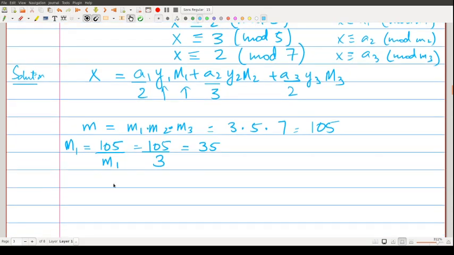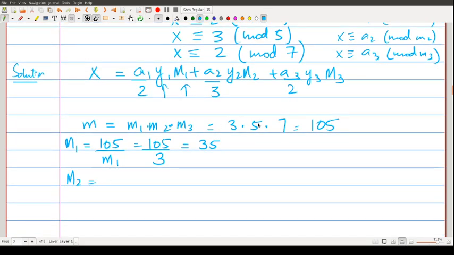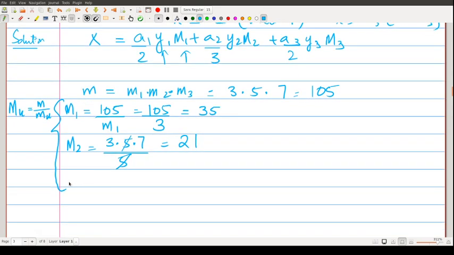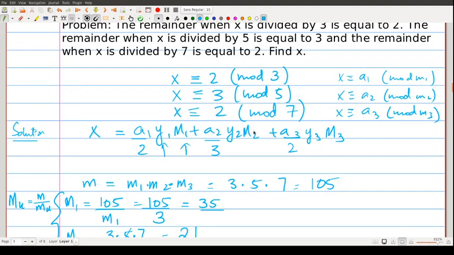Capital M2 is simply 3 times 5 times 7 divided by small m2. Notice that I'm using the formula capital Mk equals small m divided by small mk, right? So that's the formula I'm using. Dividing by small m2, which is 5, the 5s cancel, that's equal to 21, and capital M3 is 3 times 5 times 7 divided by 7, so we have 15, right? So capital M1 is 35, capital M2 is 21, and capital M3 is 15. So I have these terms now as well.